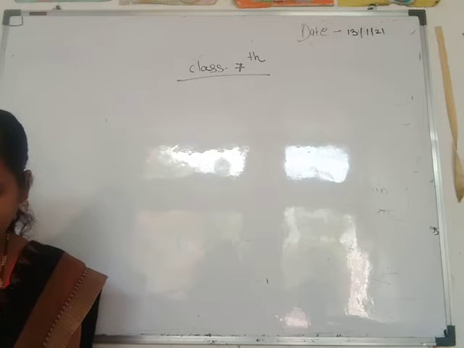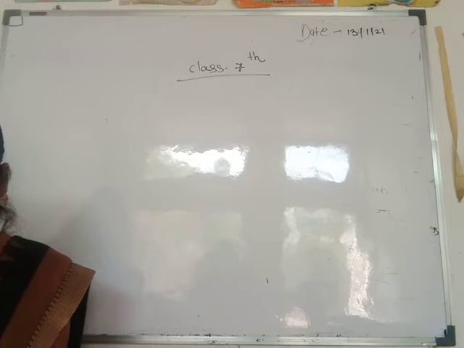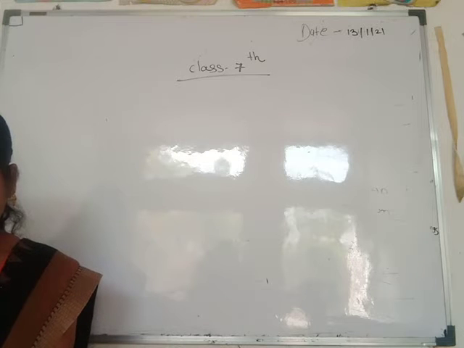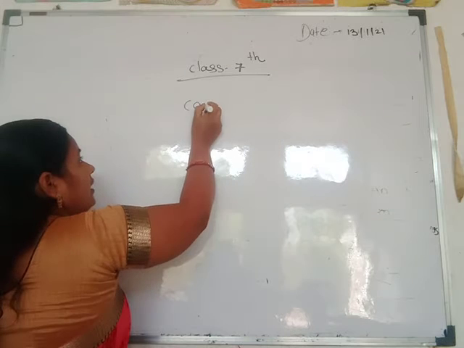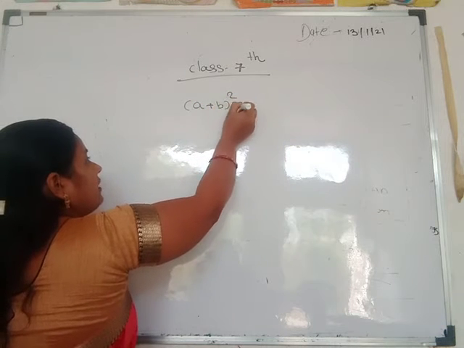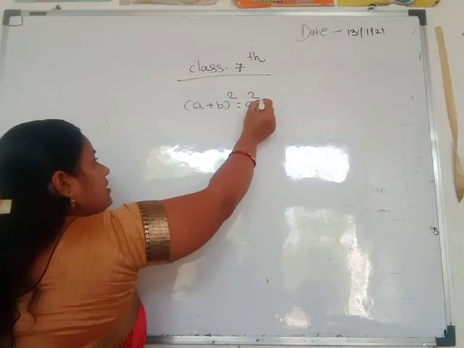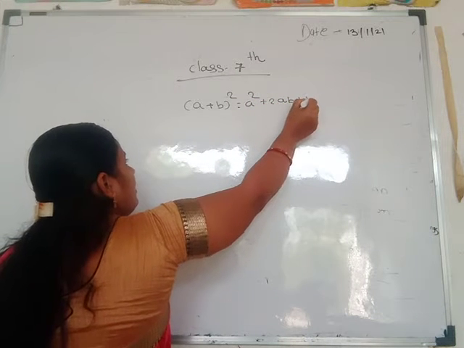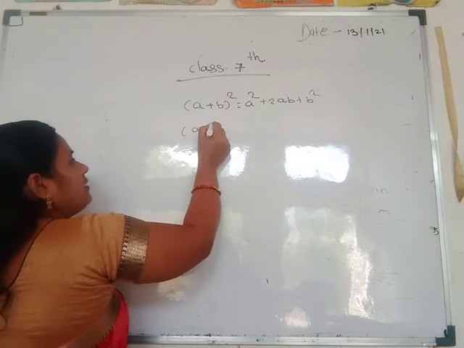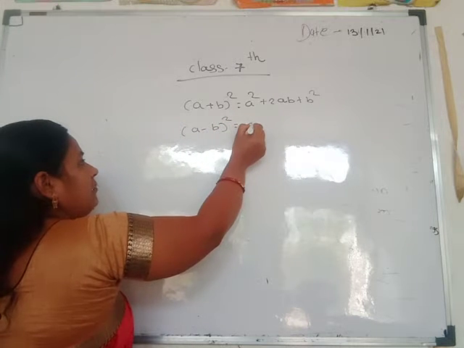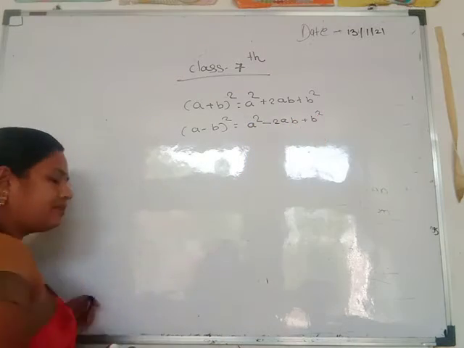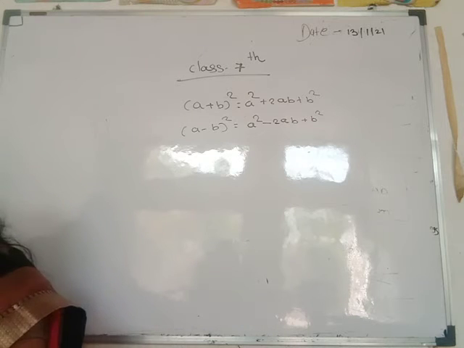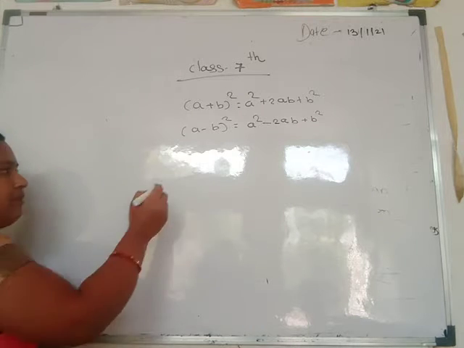Good morning students, today we are going to study practice set 50. We have already started this chapter, algebraic formulae, expansion of the squares. The formulae you see here: (a plus b) whole square, the expansion of the square, is a square plus 2ab plus b square. Then (a minus b) whole square is equal to a square minus 2ab plus b square. Today we are going to start this practice set 50.